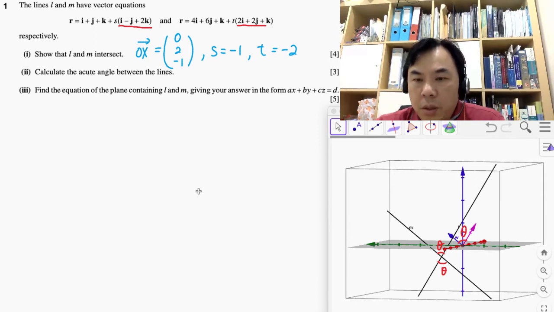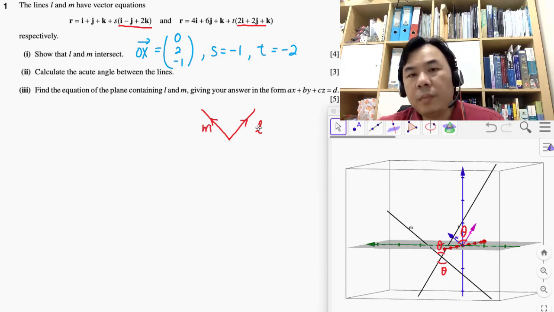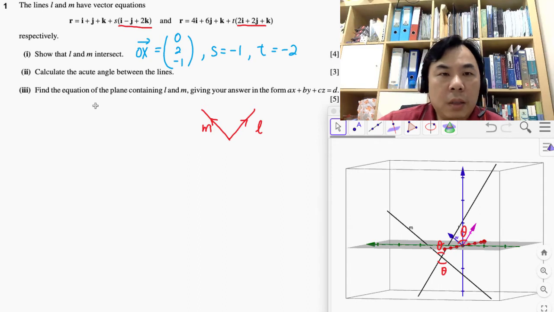Right now, I'm going to redraw this diagram so you can see L and M. This is the direction vector that represents line L, so I simply write down line L, and this is the direction vector that represents line M. Now I'm going to write down the direction vector for line M here.